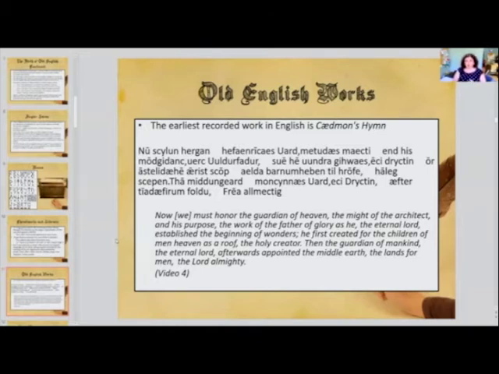Right. So the earliest recorded work in English that we have is called Cædmon's Hymn. So I do have a recording of that I'd love to share for you. And I won't try and talk over it this time. Learned my lesson there.